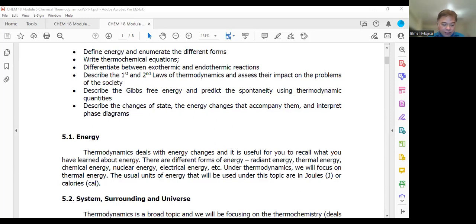Okay. And there are a lot of what we call energy. So meron kayong radiant, meron kayong thermal, meron kayong chemical, meron kayong electrical, nuclear, and so on. Okay. And included dito sa energy changes, especially those that involve chemical reactions, are what we call heat and temperature. Now, the meaning of them are not the same.